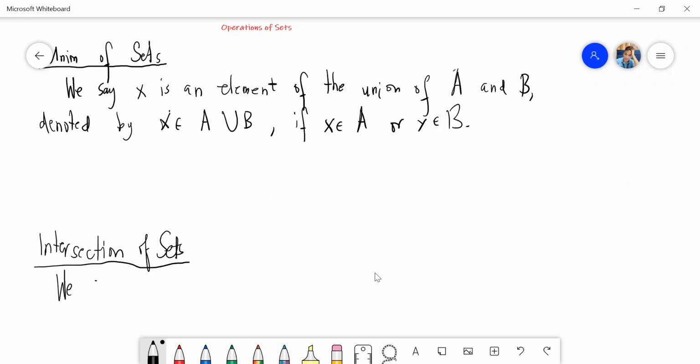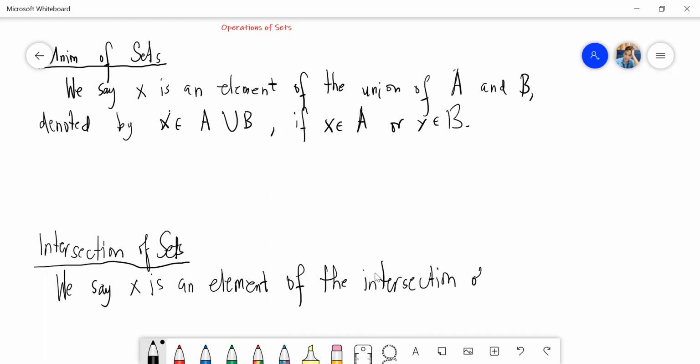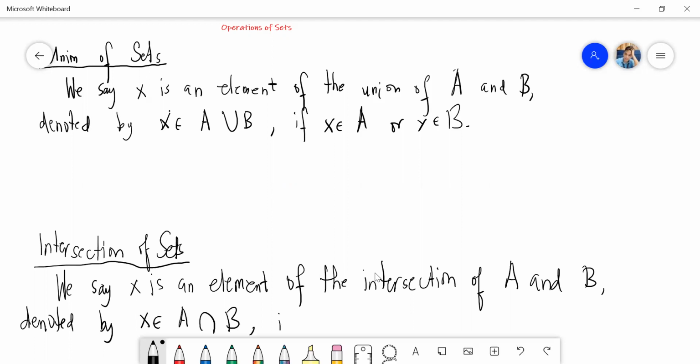Intersections of sets: we say x is an element of the intersection of A and B, denoted by the symbol, if x is an element of A or x is an, I'm sorry, element of B.